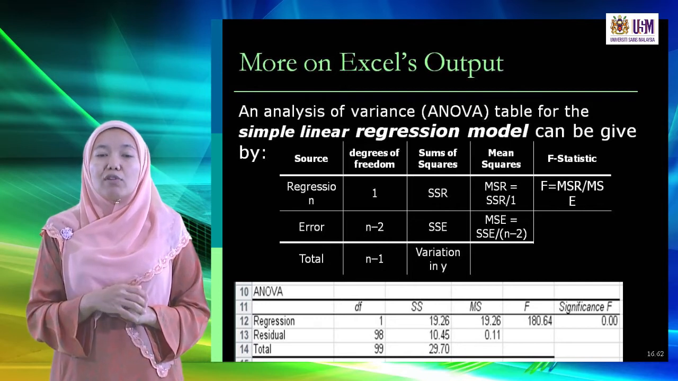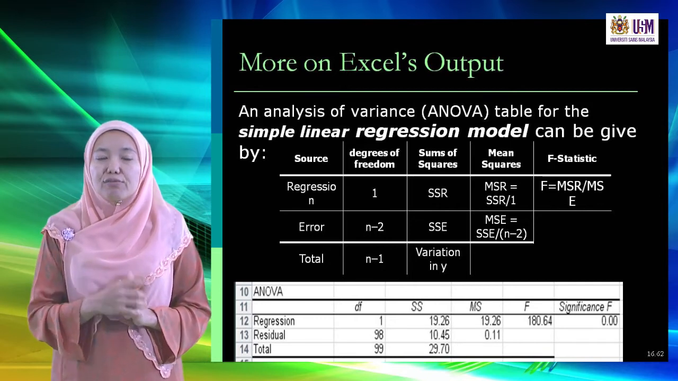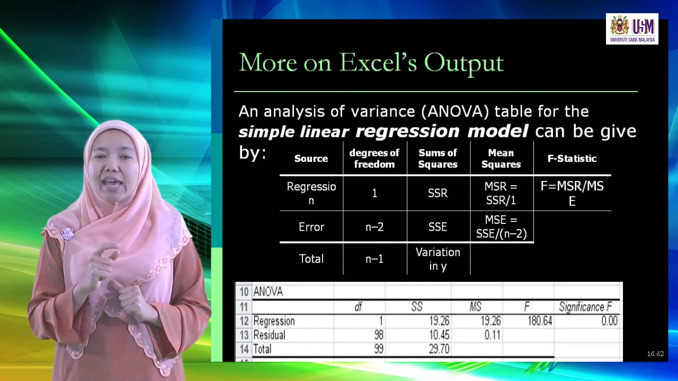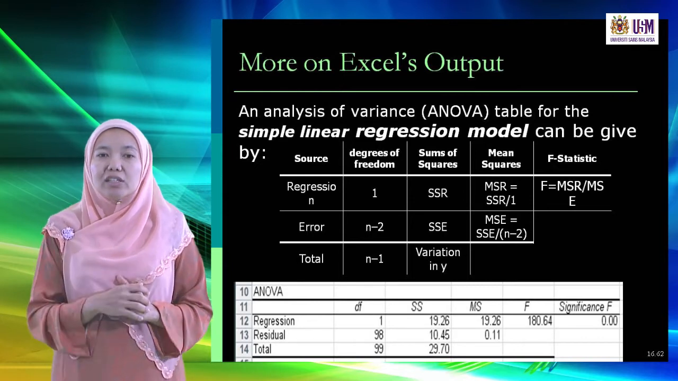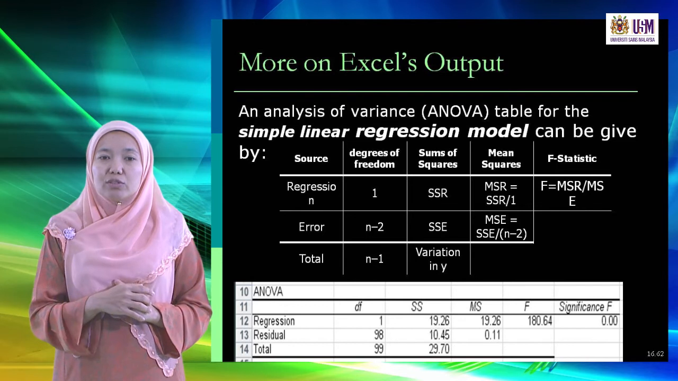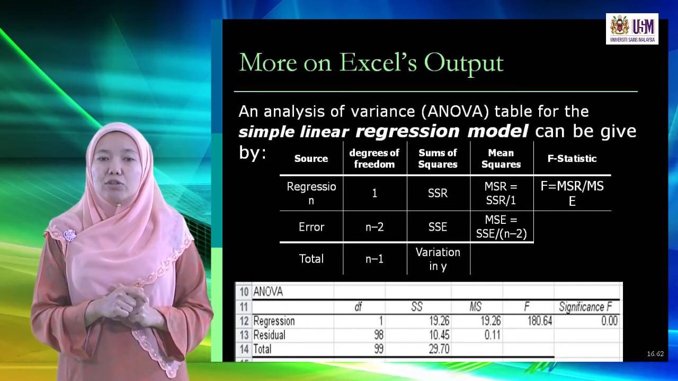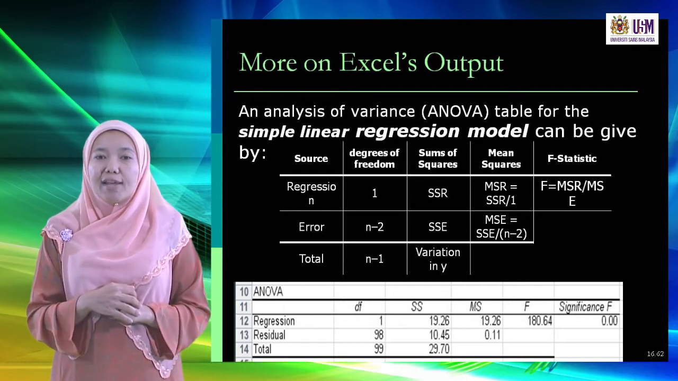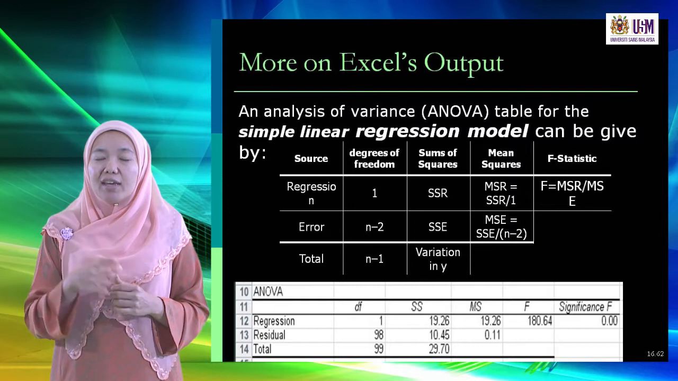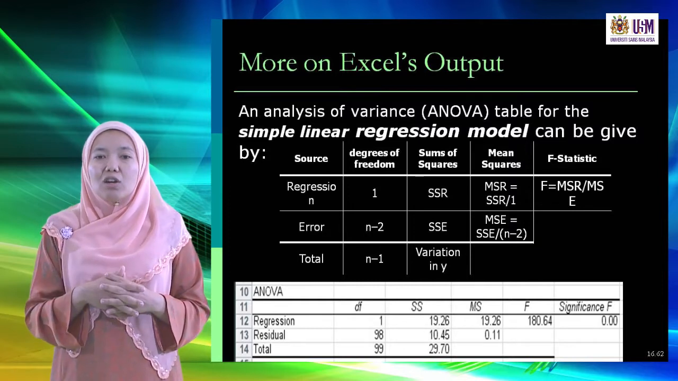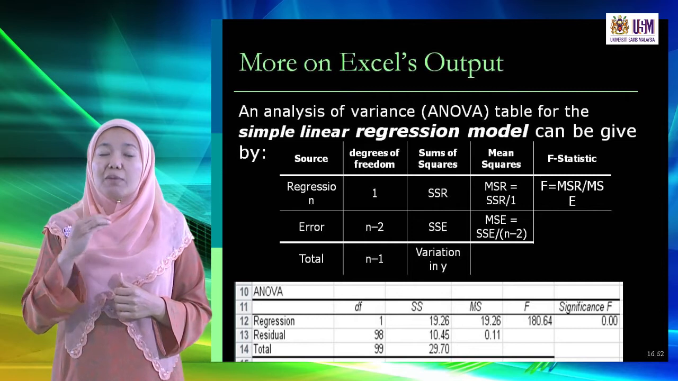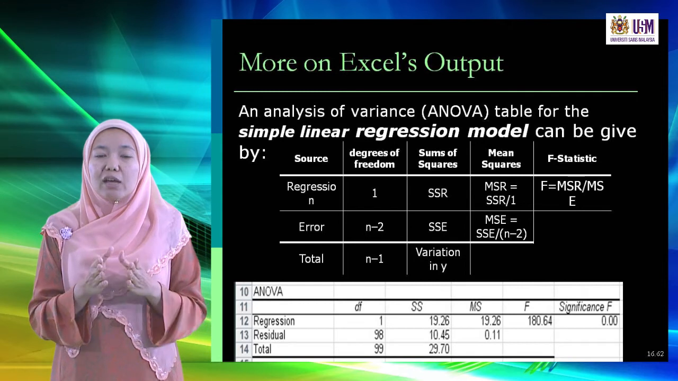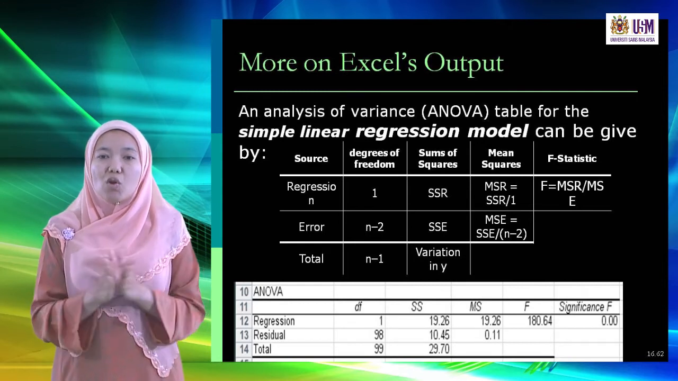In this case, because you have only one x, the degree of freedom for the regression row is 1. For the error, you have degree of freedom n minus 2, and the total degree of freedom is n minus 1. How do you get this? Because you have 1 plus n minus 2, so you have n minus 1. And then you have sum of squares, your SSR and your SSE. If you add up sum of square regression and sum of square error, both parts make up the total variation in Y.